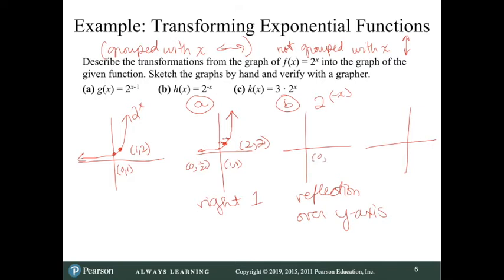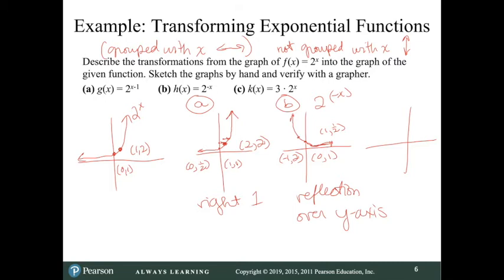When x is 0, y is 2 to the 0, which is still 1. When x is 1, 2 to the negative 1 is 1/2. And when x is 2, 2 to the negative 2, sorry, let's actually, not when x is 2, I wrote it where I wanted to, but I want to try when x is negative 1. 2 to the negative negative 1 is 2 to the 1, which is 2. Okay, so notice the graph reflected over the y-axis.